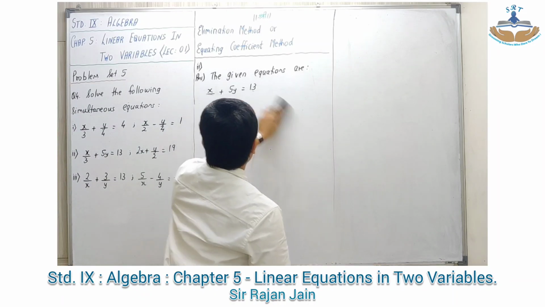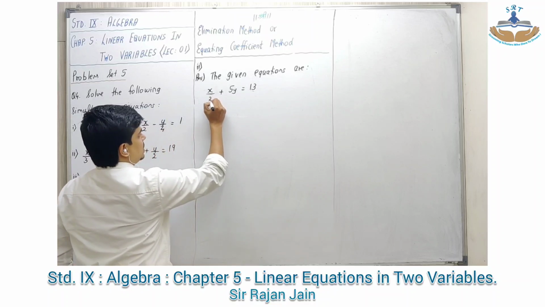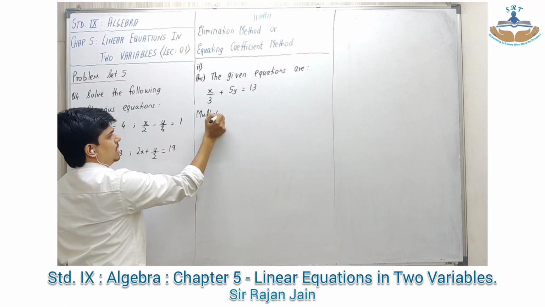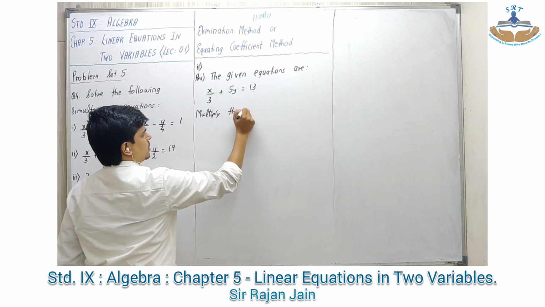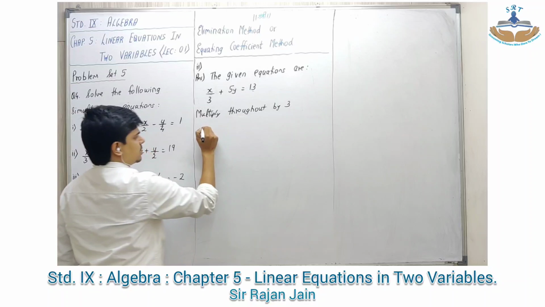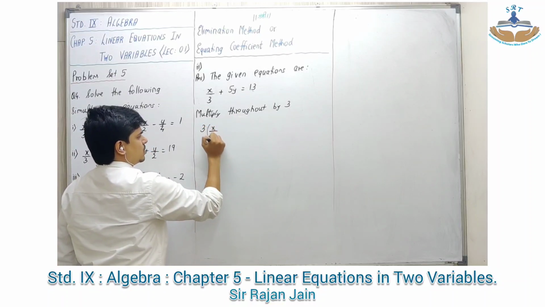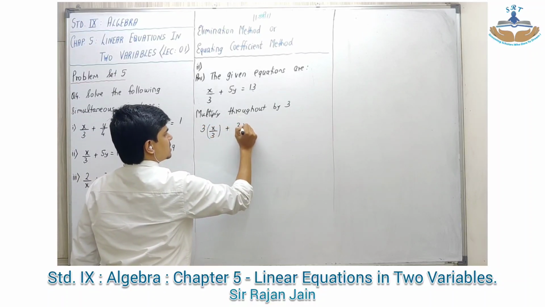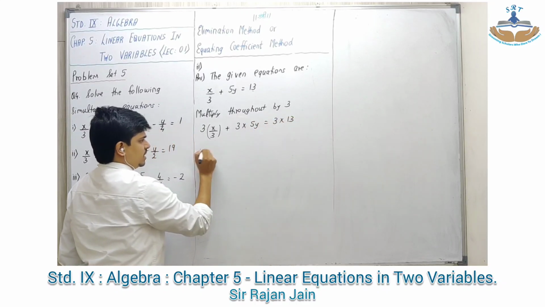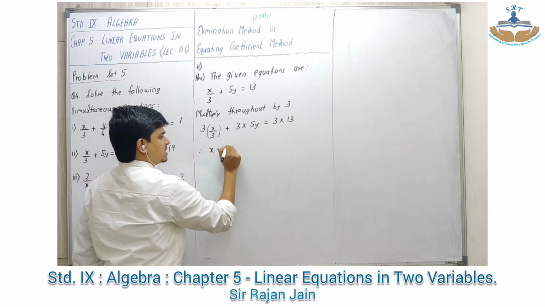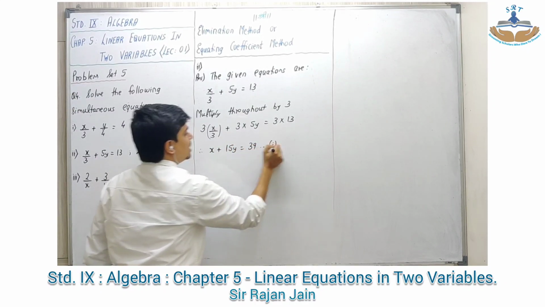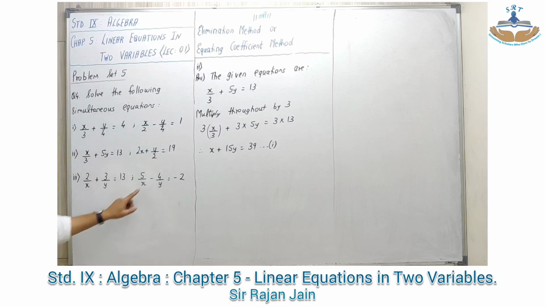Okay. So how will we solve? Look here, as I told you, to remove this denominator 3, I'll say multiply throughout by 3. All the terms you multiply by 3. So 3 into x by 3 plus 3 into 5y is equal to 3 into 13. The 3 cancels. X plus 15y is equal to 39. Call it equation 1. Clear?